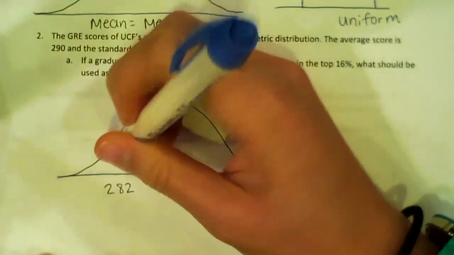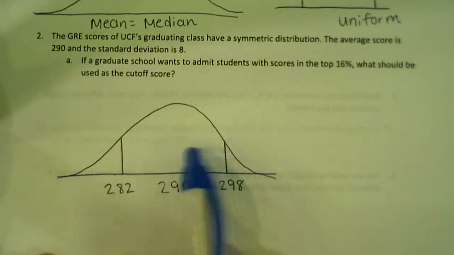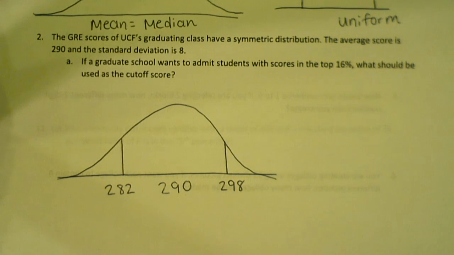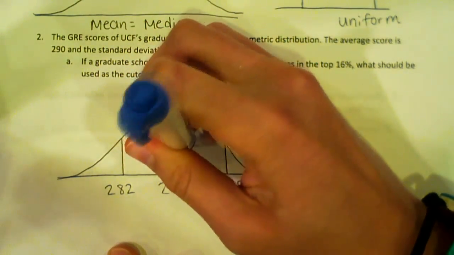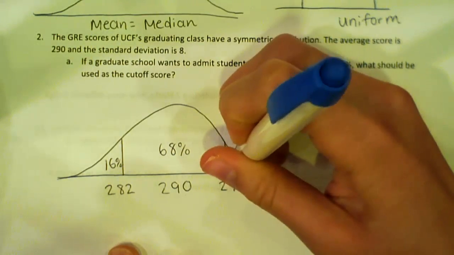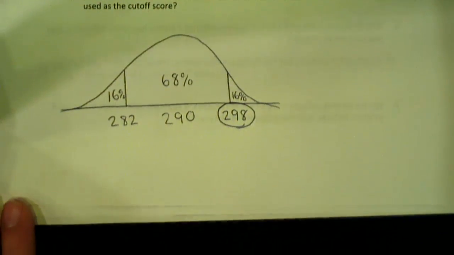Okay. So what percentage would be within this one standard deviation based on empirical rule? 68%? Exactly. And that would mean that 16% would be on this side, 16% would be on this side. So if a graduate school wants to admit students with scores in the top 16%, which score should be used? 298, exactly. Okay.